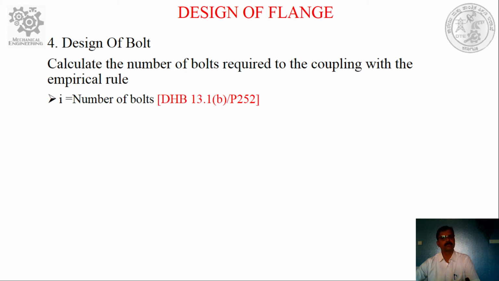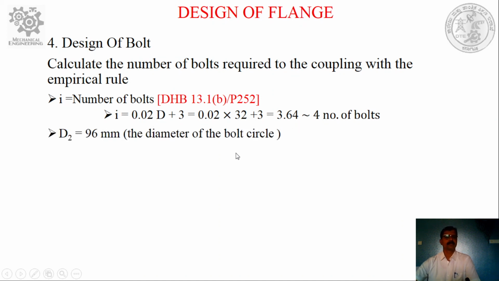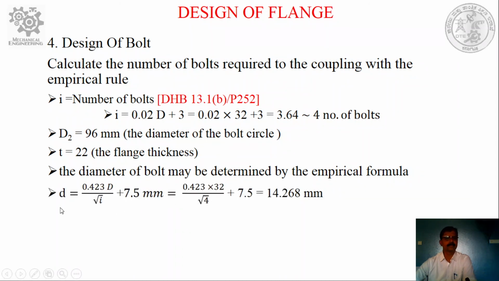Now I, the number of bolts, is given by I is equal to 0.02D plus 3, that is 0.02 into 32 plus 3, that gives 3.64, approximately 4 bolts. D2 is equal to 96 millimeter, the diameter of the bolt circle, and T is equal to 22, the flange thickness. Now the diameter of the bolt may be determined by the empirical formula. d is equal to 0.423 D divided by I plus 7.5 millimeter. Substitute the values here and calculate d. That is d, the nominal diameter of the bolt.